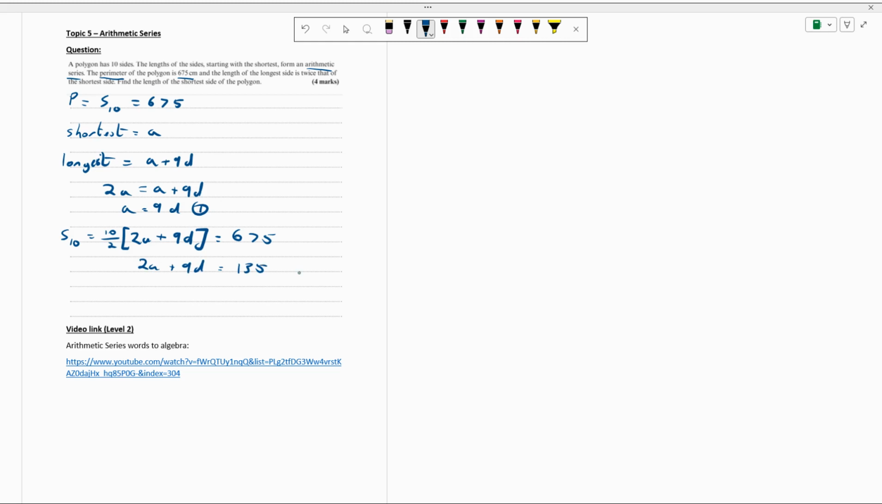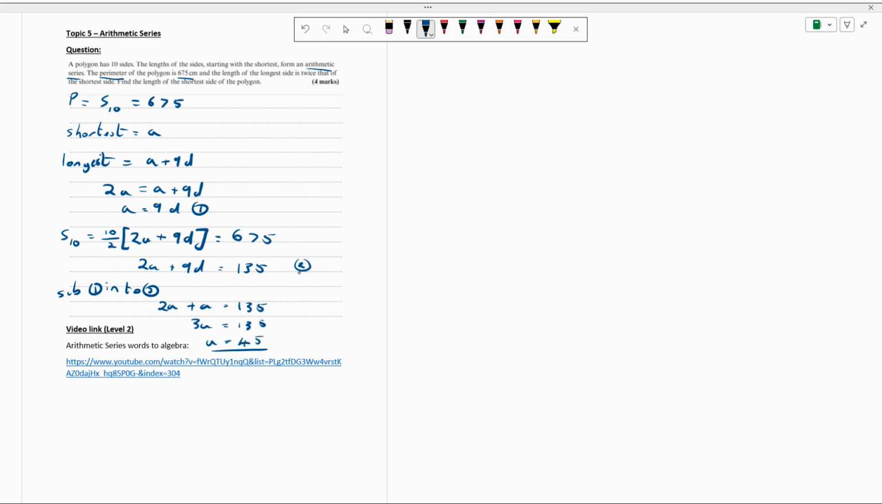Okay, and what I'm going to do is substitute, so I'm going to sub 1, let's call this number 2, into 2. So I've got 2a, and 9d is just a, so plus a is 135. So that's 3a is 135. So a must be whatever 135 divided by 3 is. Okay, it gives me 45. So my first term is 45.